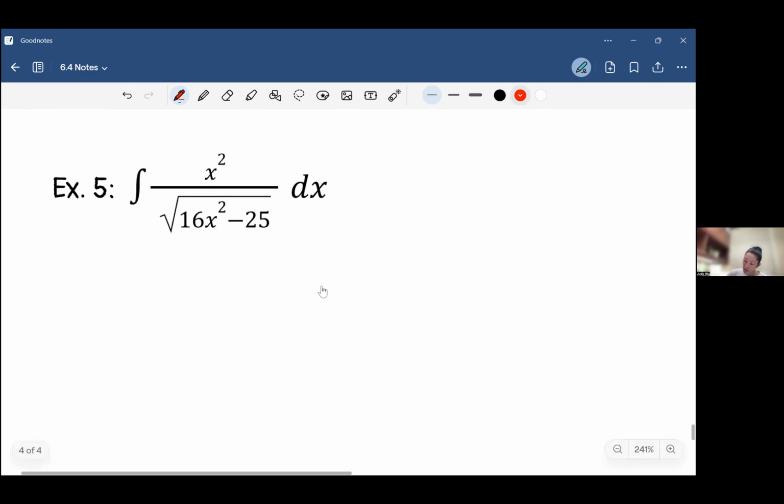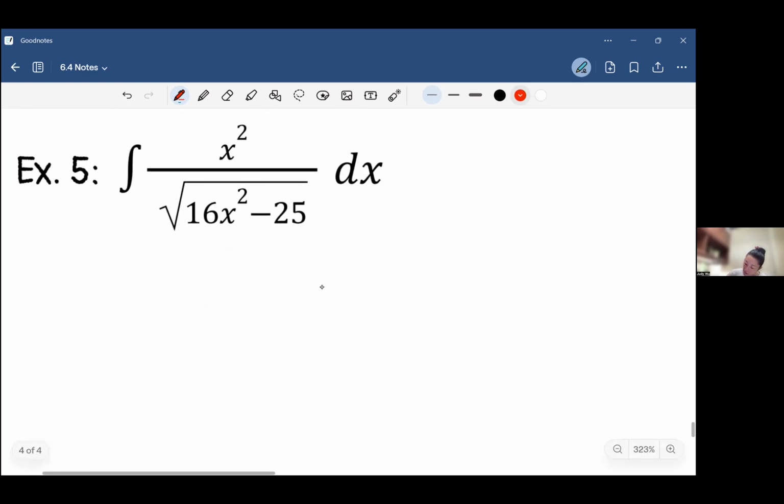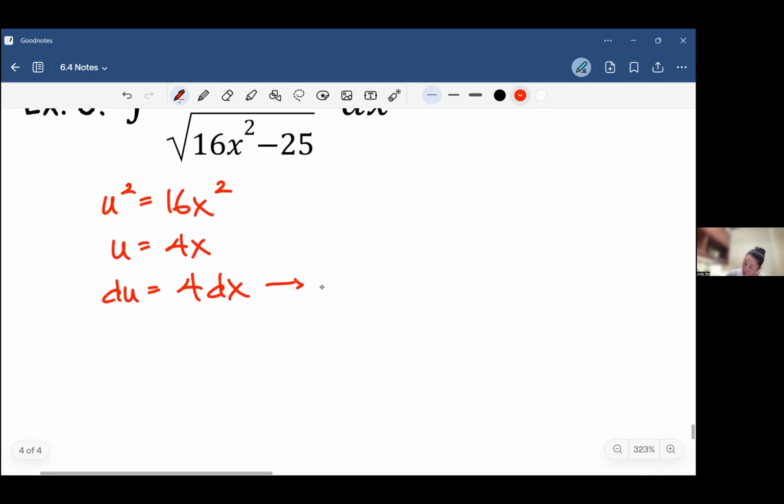So here's what I mean by that. I'm going to let u squared equal 16x squared. This means that u equals 4x and du equals 4 dx, or we can say 1/4 du equals dx.